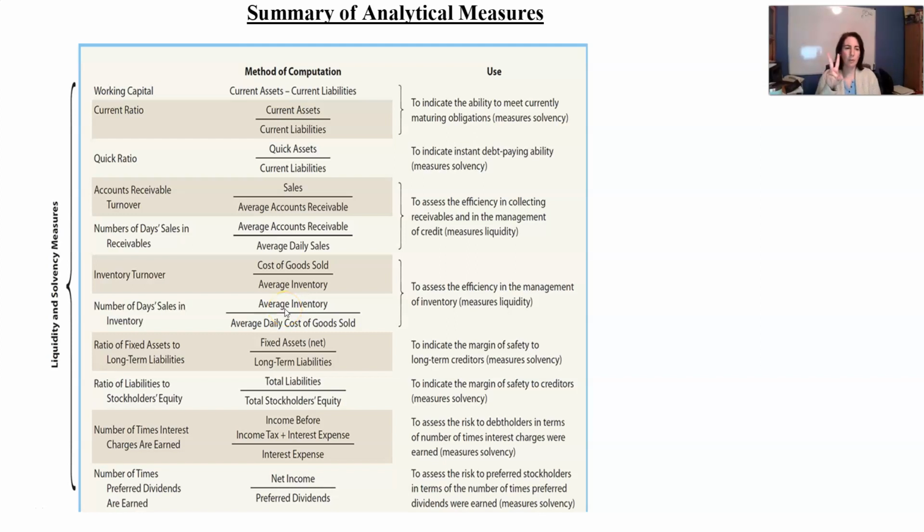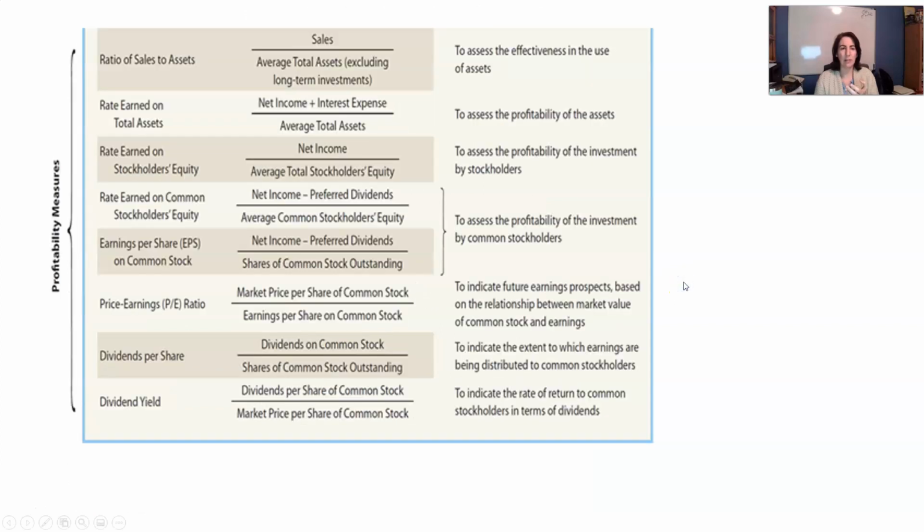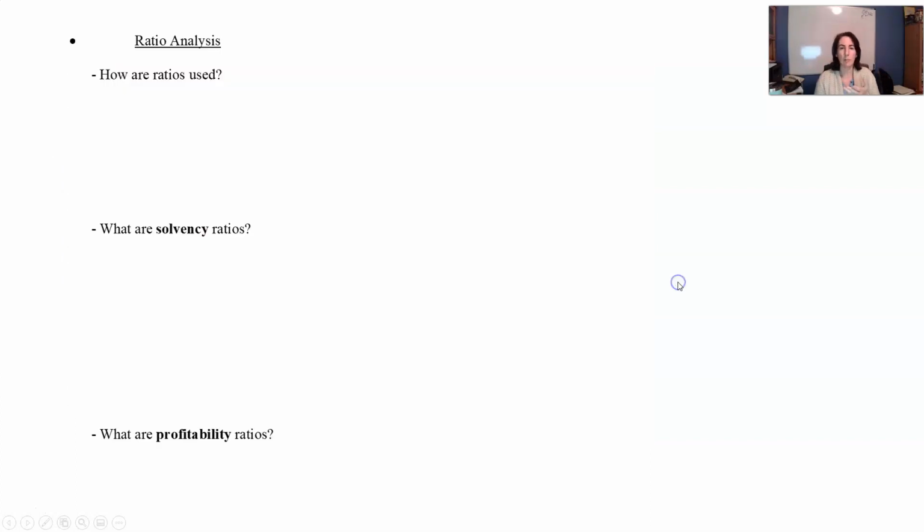All right, welcome back, part 2. We are going to split the rest of these analytical measures into 2 categories. Liquidity and solvency, that's number 1. Basically, can they pay their bills, right? How liquid is the company? And then the other one is profitability. So what is the company's future of being profitable here?